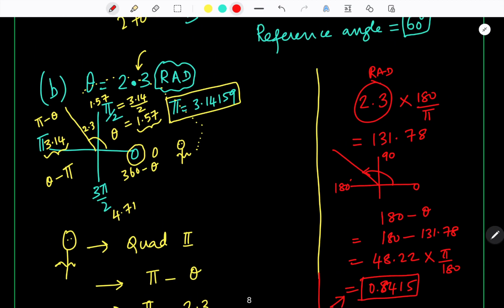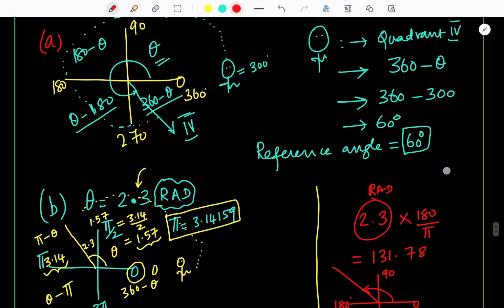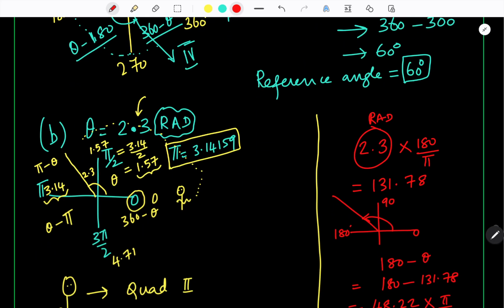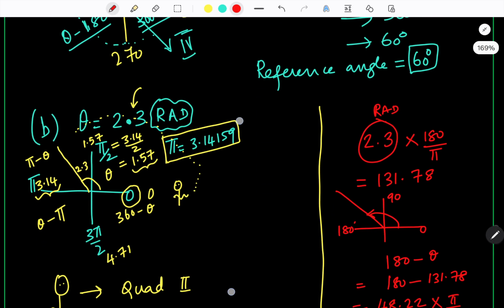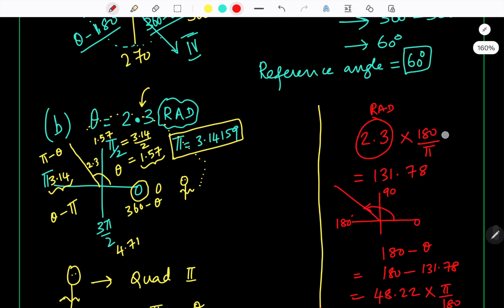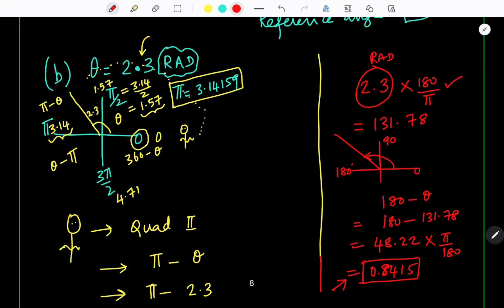So any method you can use, no problem. But the only thing is you don't get confused. What is 2.3, teacher? 2.3 is a radian. It is very clearly written radian. So the easiest method is this one. Normally my students find this easy. But still, you can also use the method: convert into degree, use the formula for degree, then convert into radian. So you will get this. This is going to be a radian measure, 0.84 radian.